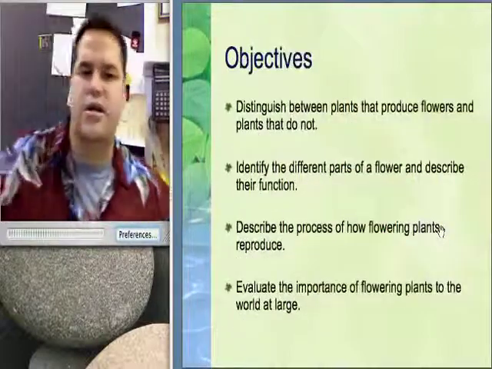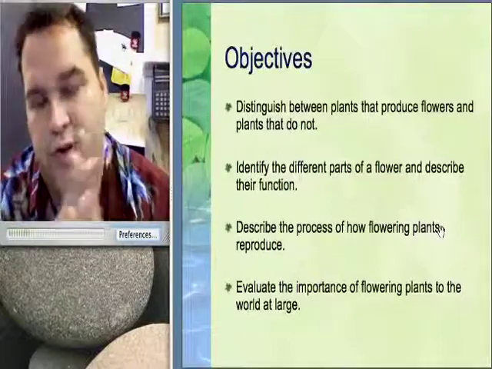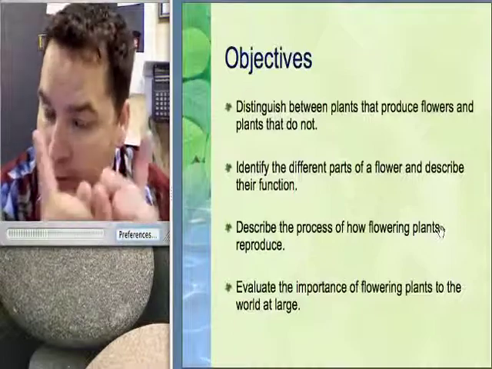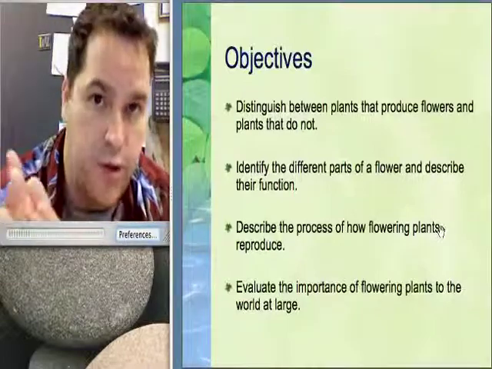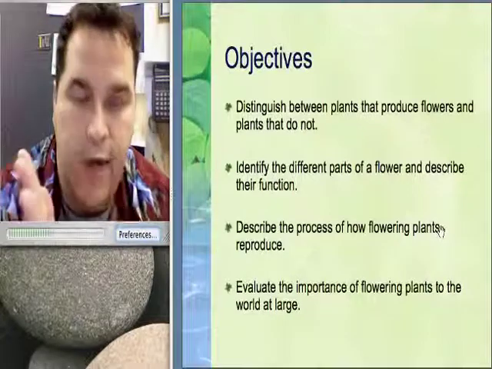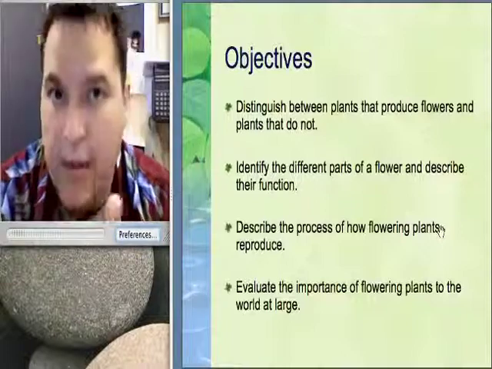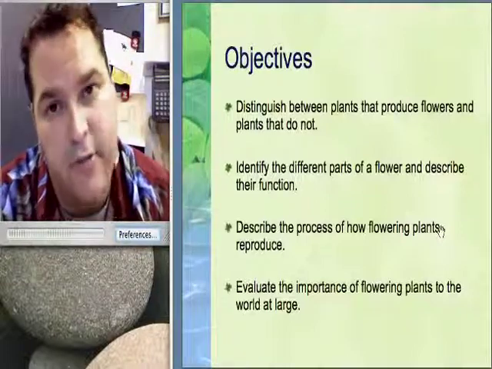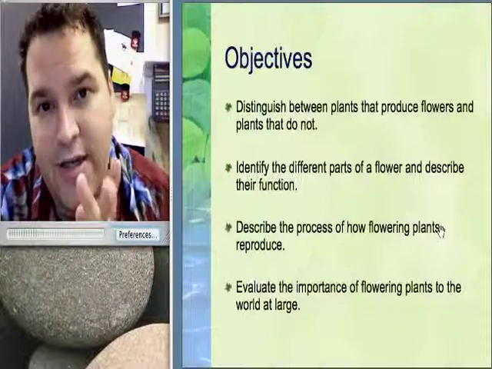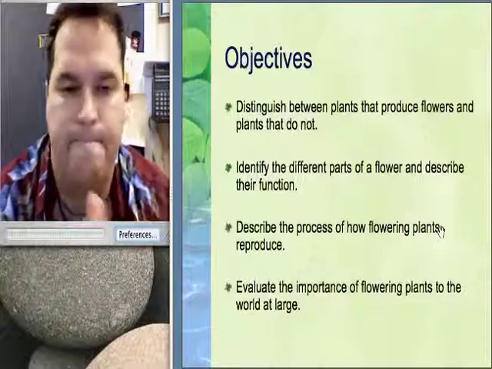All right? So let's take a look at our objectives and see what we learned. First of all, there's a difference between plants that produce flowers and plants that don't. The big difference is seeds. Now, there are some plants that produce seeds but don't produce flowers, and those are called gymnosperms. But all angiosperms produce flowers and therefore produce seeds. Gymnosperms produce cones and produce seeds. Those are the only 2 types of plants that produce seeds, gymnosperms and angiosperms. If you don't produce seeds, then you produce spores, like ferns and mosses and whatnot.